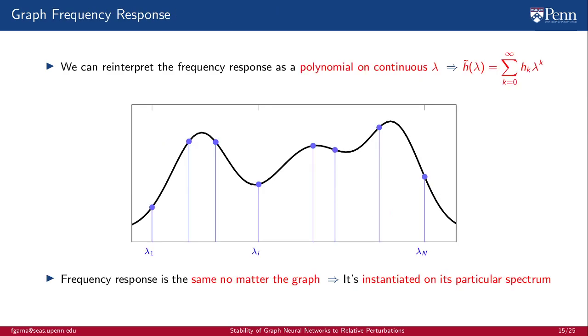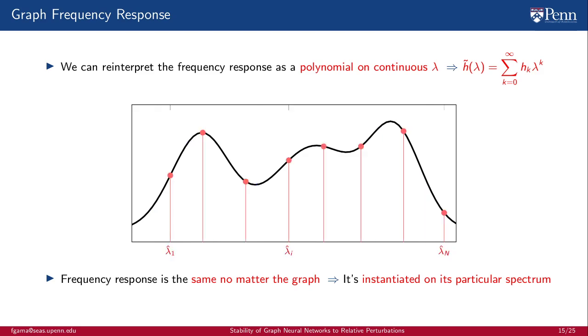We can thus reinterpret the frequency response as a polynomial on continuous λ. So we have this black solid line representing the polynomial given by the filter taps for all values of λ, and here in blue the eigenvalues specific to the shift operator. The effect on the output comes from instantiating this frequency response on the eigenvalues of the graph. If the graph changes, the eigenvalues change, but not the frequency response. So the key insight here is that the frequency response is the same no matter the graph. The actual effect of the graph on the output is observed when instantiating the frequency response on the particular spectrum.